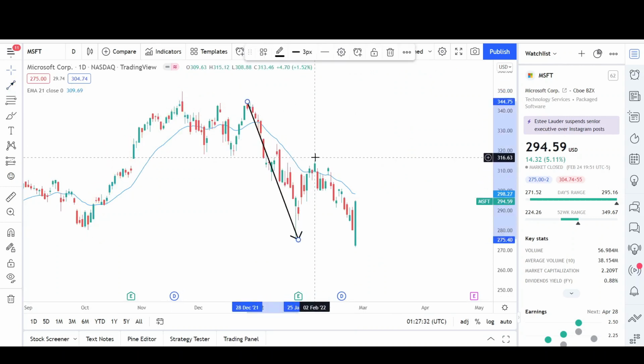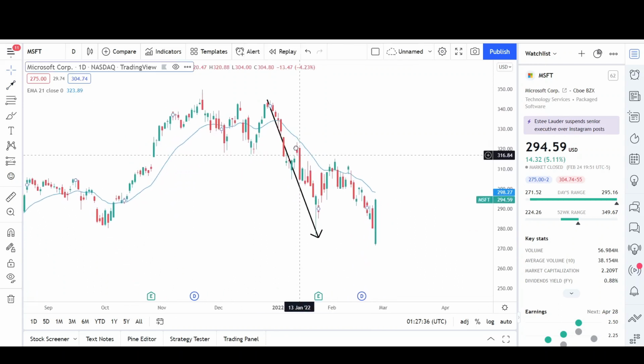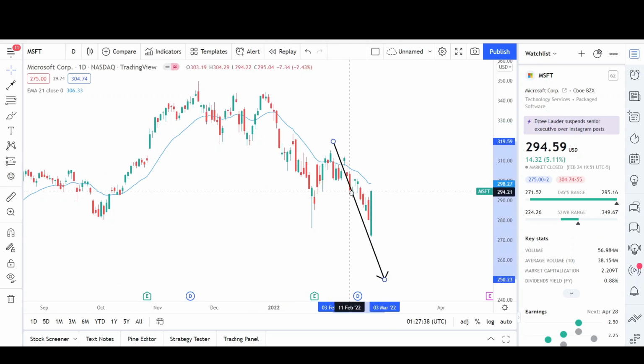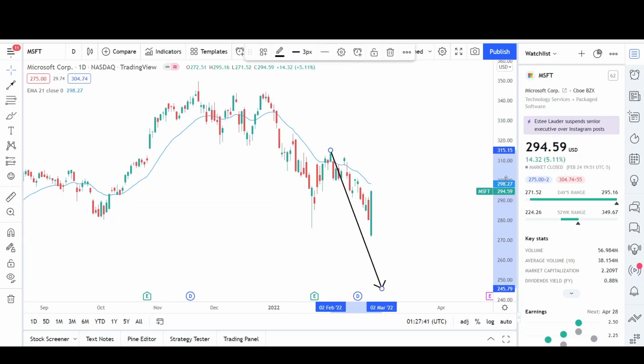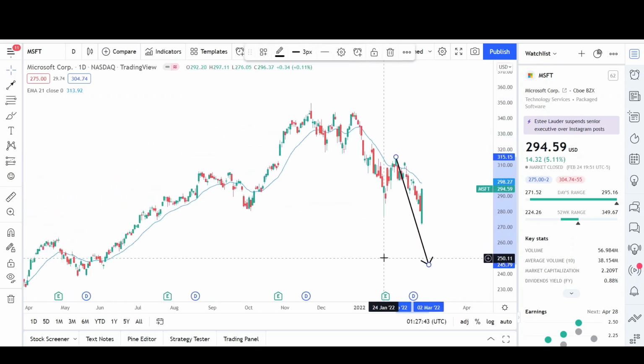That was the first leg down. We had a pullback right up to the 315 level, and then from the 315 level we sold off. And the second leg is pointing right at the 245 level. You can see on my y-axis it says 245, and it makes sense because there's also a little gap right here.